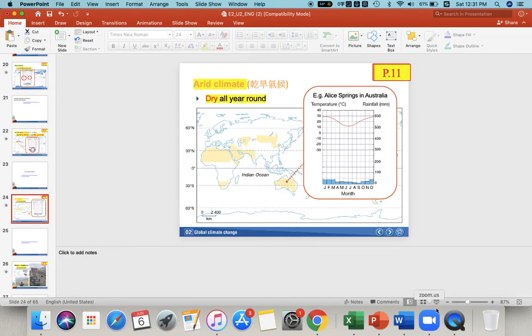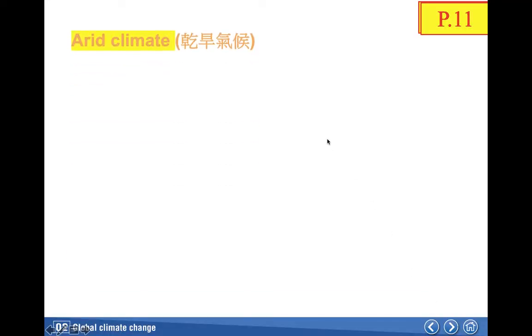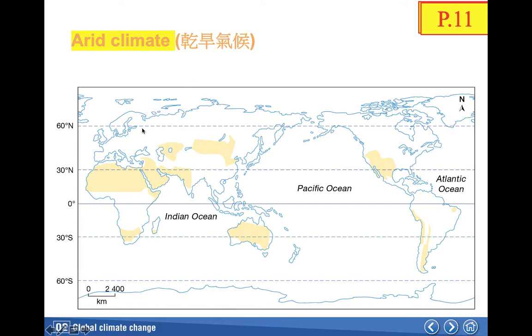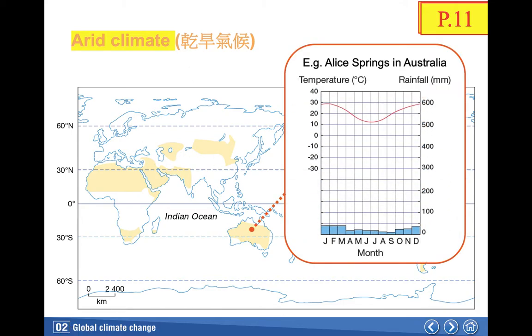Then let's move on to talk about another climate, that is the arid climate. From the word you can guess, 乾旱氣候, that in this area they have a very dry climate throughout the whole year. You could see the rainfall is lower than 50 mm for each month. So arid climate means they have a dry climate throughout the year.